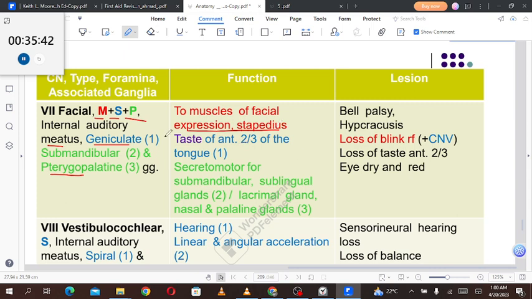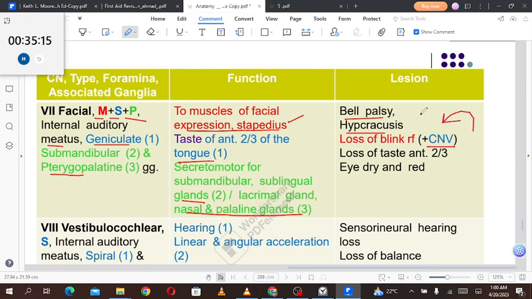I'm sorry. So, taste of the anterior two-thirds of the tongue is carried by the facial nerve, by the chorda tympani branch. Then secretomotor for the submandibular and sublingual glands via the submandibular ganglion, and the lacrimal gland, nasal and palatine glands via the pterygopalatine ganglion. Lesion can result in Bell palsy, hyperacusis because of loss of the stapedius reflex, then loss of the blink reflex.